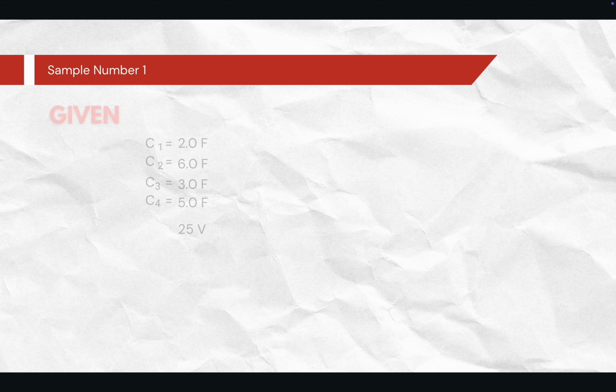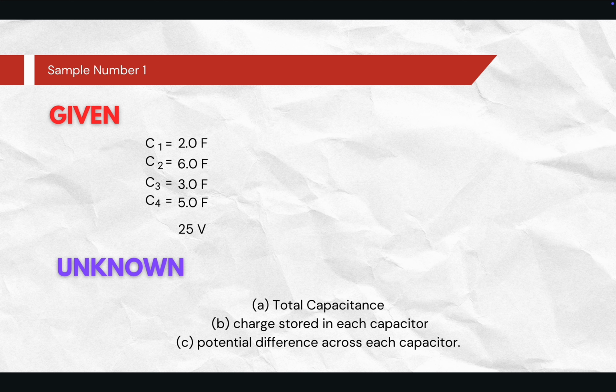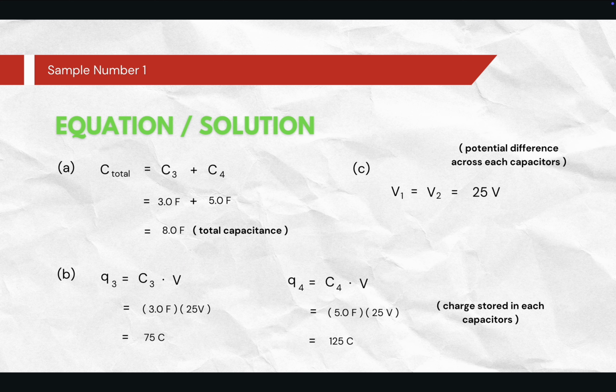So, ito, given ulit. 4 na capacitor. 2, 6, 3, and 5. Tapos, yung volt nila na 25 volts. Yung unknown, ganun lang din. Total capacitance, charge stored, and potential difference. Equation dito is, di ba since sabi ko kanina, parallel ang uunahin natin. So, ang formula ng total capacitance ng parallel is to add the capacitor number 3 and capacitor number 4. So, i-add lang natin. Magiging 8.0 F. Yan yung total capacitance ng parallel.